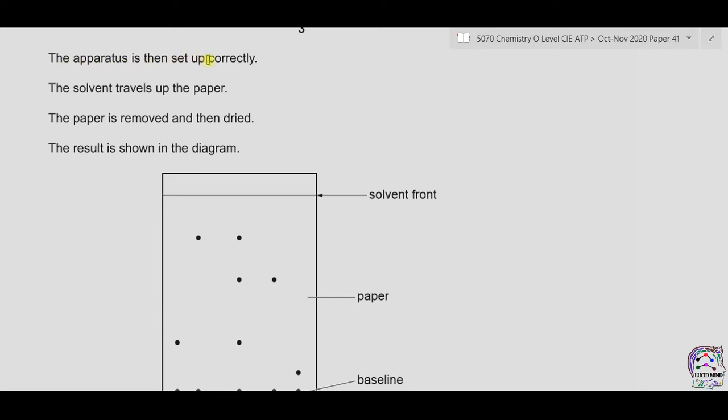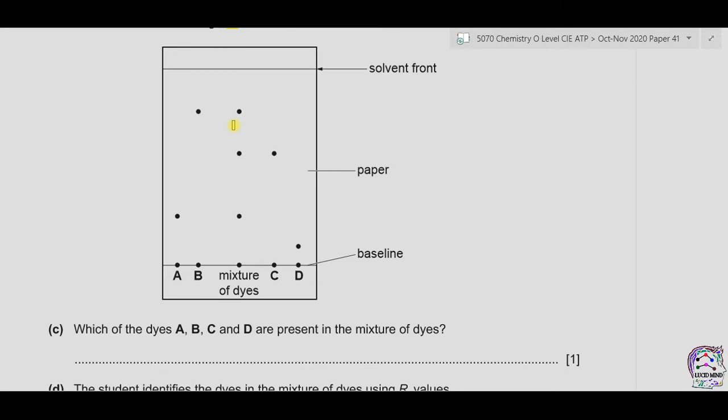The apparatus is then set up correctly. The solvent travels up the paper, which is removed and then dried. The result is shown in the diagram. Now this is the diagram in which we have a baseline, paper and solvent front. See which of the dyes A, B, C and D are present in the mixture of dyes. We can see that the mixture of dyes has been separated into these components.